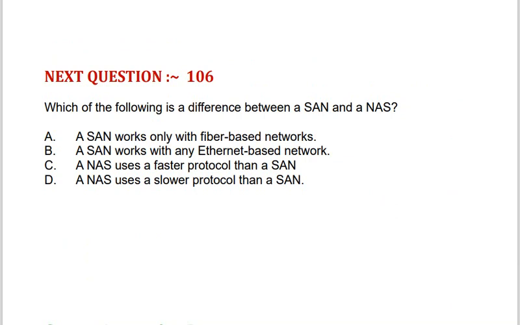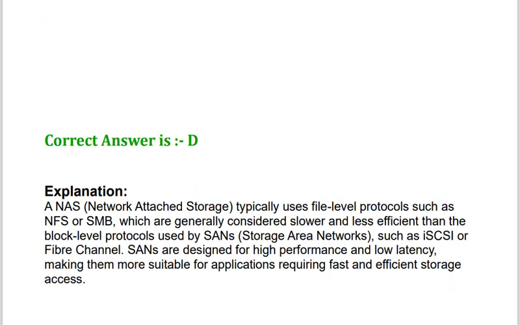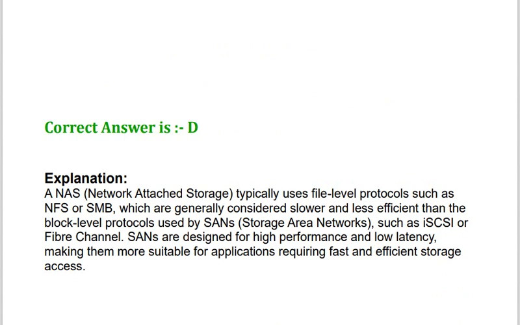Question is, which of the following is a difference between SAN and NAS? Option A. SAN works only with fiber-based networks. Option B. SAN works with any Ethernet-based network. Option C. NAS uses a faster protocol than SAN. Option D. NAS uses a slower protocol than SAN. Correct answer is option D.